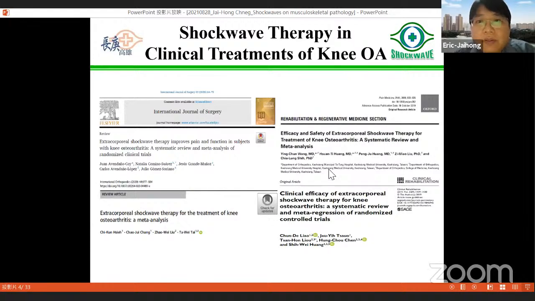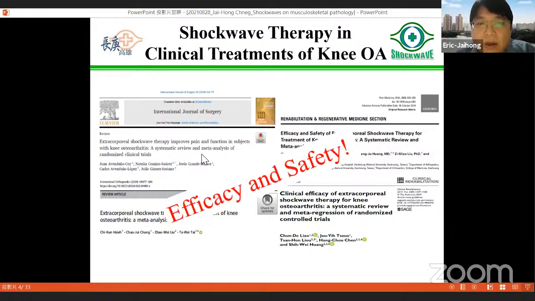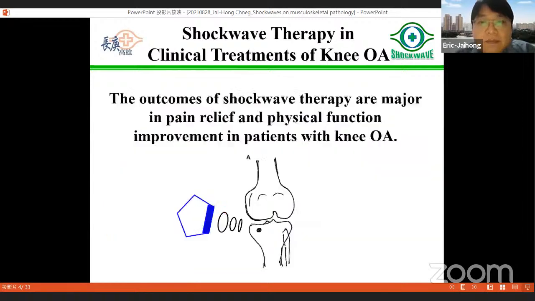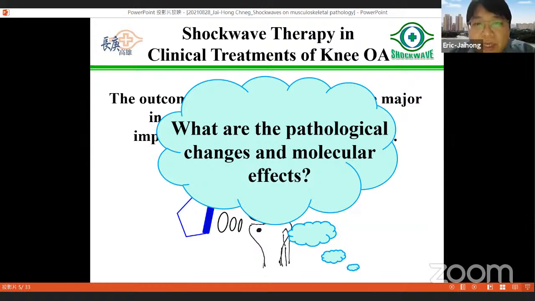We know shockwave therapy can be used to treat knee osteoarthritis in clinical treatments, and many systematic reviews and meta-analysis literature you can search in PubMed. All the evidence shows that shockwave therapy is efficacious and safe. The outcomes of shockwave therapy are measured in pain relief and physical function improvement in patients with knee osteoarthritis. But here we have a question: what are the pathological changes and molecular effects after shockwave therapy on the knee?